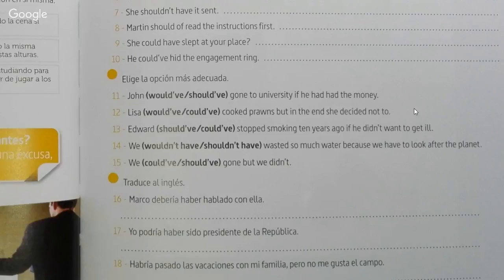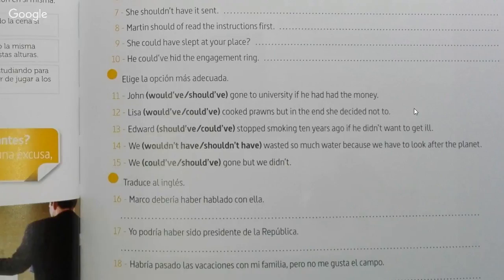Lisa cooked prawns. Yeah, it's cooked, not cook. Lisa could have cooked prawns, but she decided not to. She decided not to. Okay, go ahead, please.